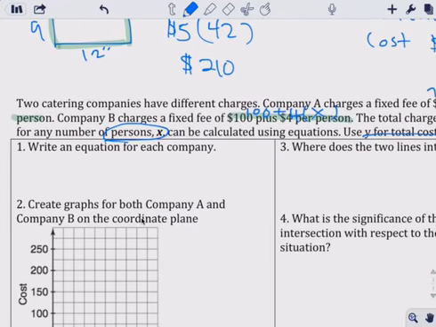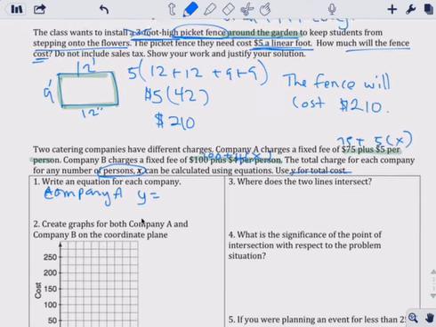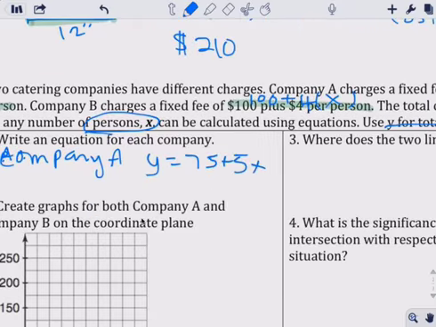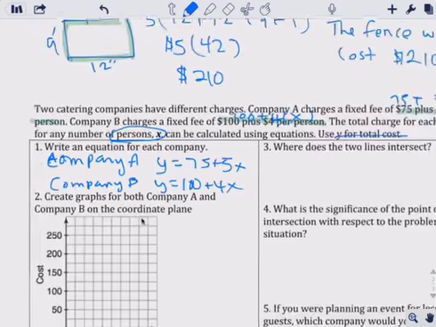Let's do Company A. Company A is Y equals, Y is total cost. Total cost is $75 plus $5 for every person, and every person is X. Company B is Y equals $100 fixed fee plus $4 per person, X for number of people.